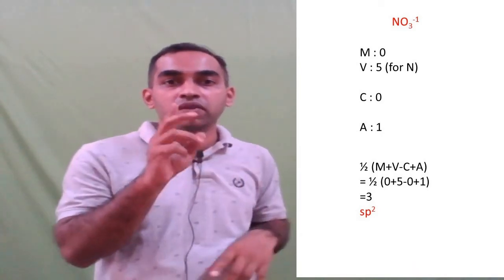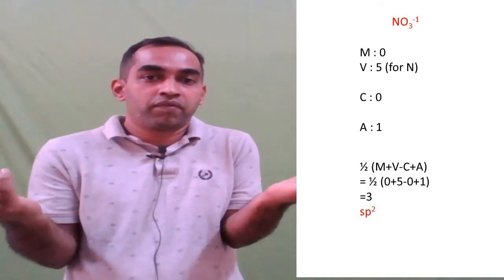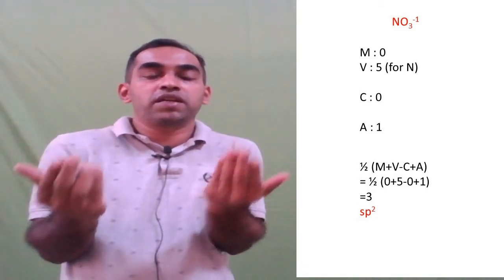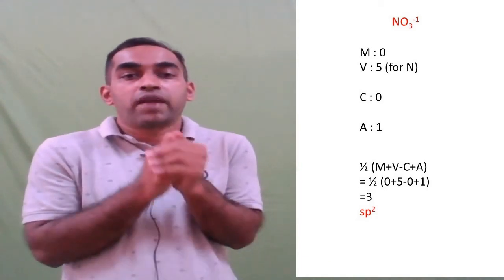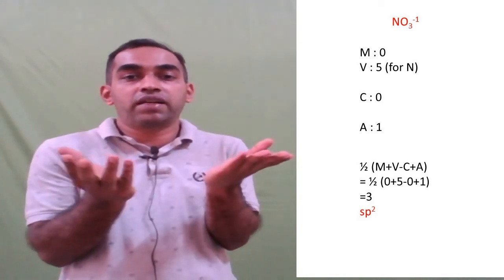divided by 2 it becomes 3. So 3 orbitals total, that means it is sp². So the hybridization of nitrogen in NO3⁻ is sp². If you take HNO3, you will get the same thing, that is sp². So this is how you can find the hybridization of the central atom.